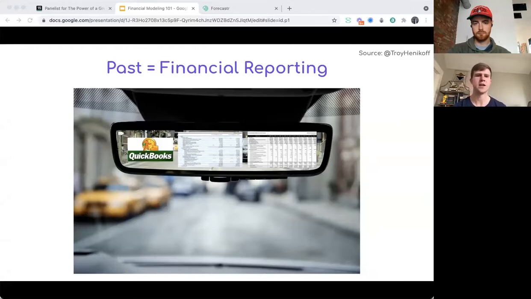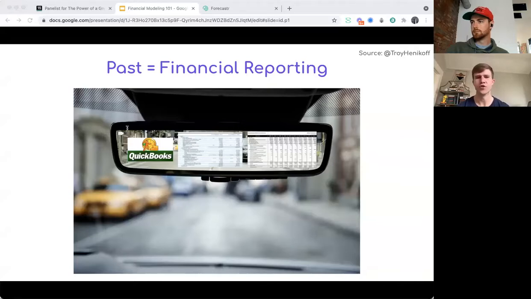So if you let me continue with this car analogy, you can think of the accounting as that rearview mirror. So it tells you things that have already happened, things looking back in the past. It's still important because it allows you to do retroactive analysis and try to understand where you could have improved, but it doesn't do anything to tell you about what's coming up the road.